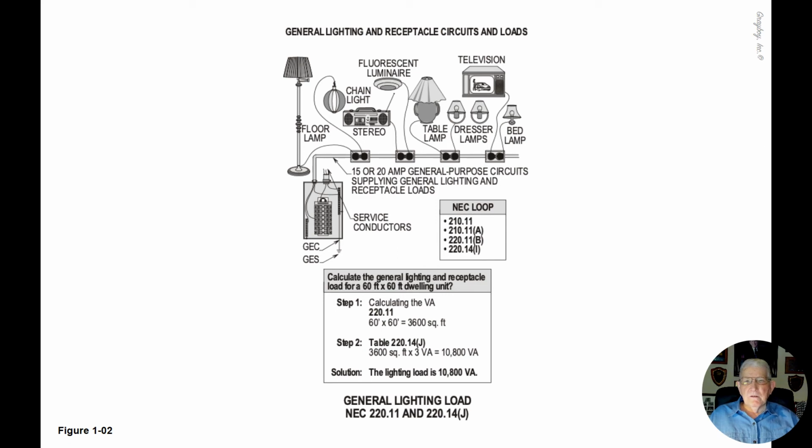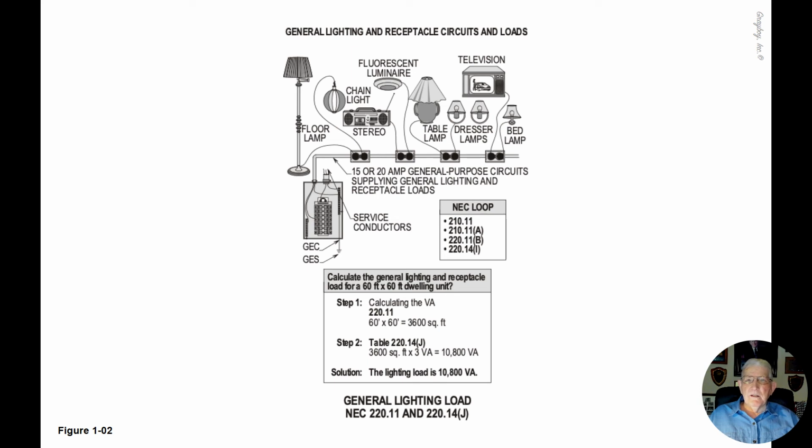Now notice in the illustration that you have your panel board, you have your circuits there supplying lighting loads and receptacle loads, and each circuit would have two or more outlets on it to be considered a general purpose circuit as defined in Article 100 of the NEC. Now, the boxed in information shows the procedure for determining this general lighting and receptacle load.